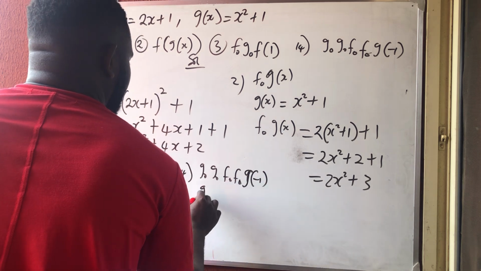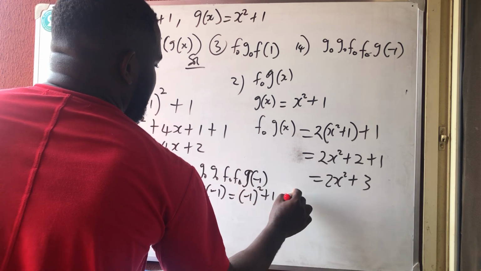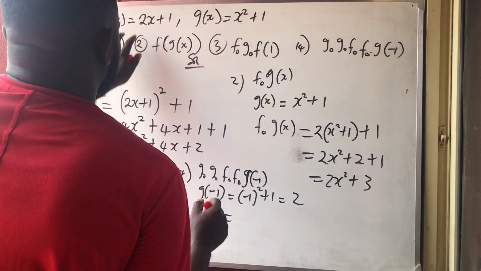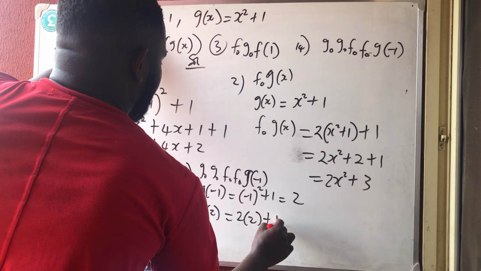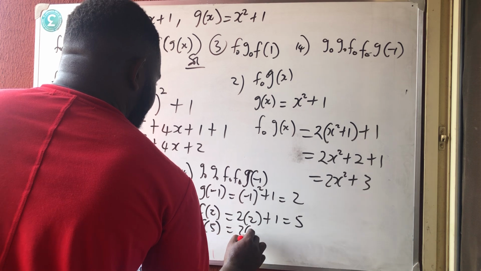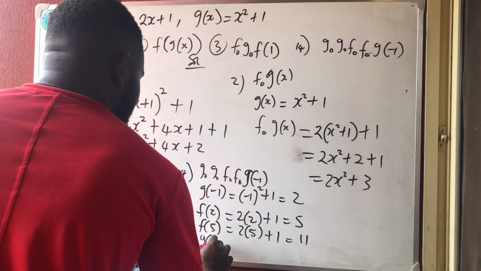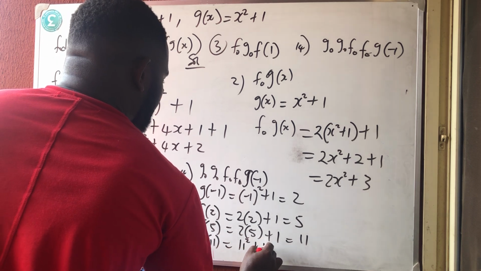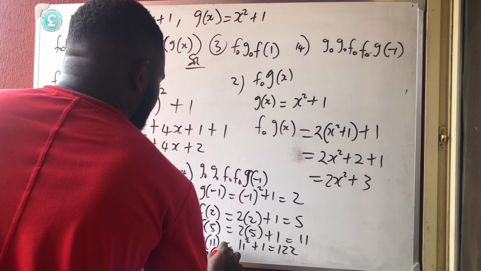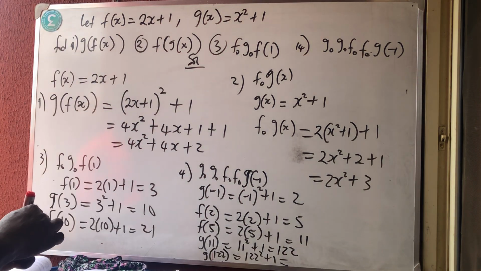So the last one, number 4, is g of f of g of minus 1. We are starting with g of minus 1. G of minus 1 says minus 1 squared plus 1, which is 1 plus 1, 2. The next one is f of that answer 2, which is 2 bracket 2 plus 1, which is 5. The next one is f of 5, which is 2 bracket 5 plus 1, which is 11. The next one is g of 11, which is 11 squared plus 1, which is 121 plus 1, 122. The last one is g of 122, which is 122 squared plus 1. If you get that answer, that is your final answer.